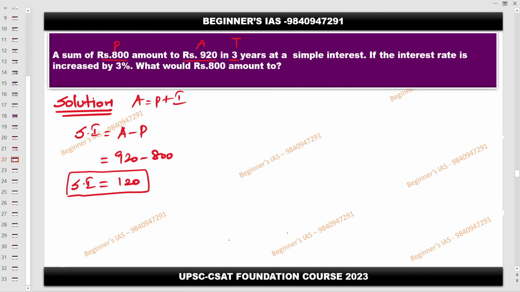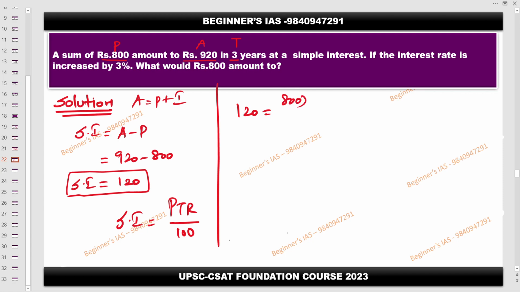Okay. First of all, we need to calculate the original rate of interest. So how to find out the original rate of interest? You know the simple formula called as simple interest is equal to PTR by 100. So here substitute. So therefore 120 which is equal to principal, you know, right? Principal is 800. T is nothing but 3 years. Then R you need to calculate by 100.